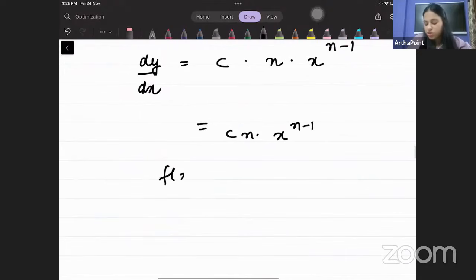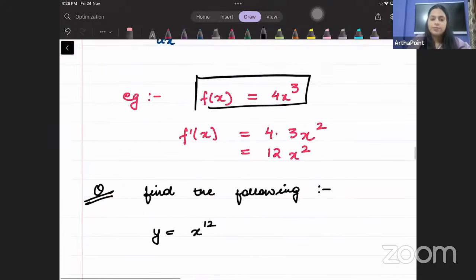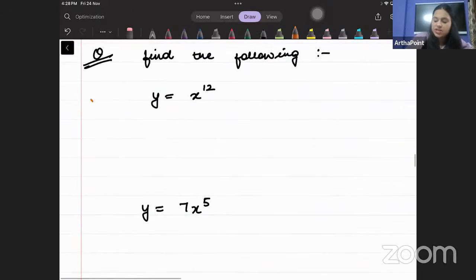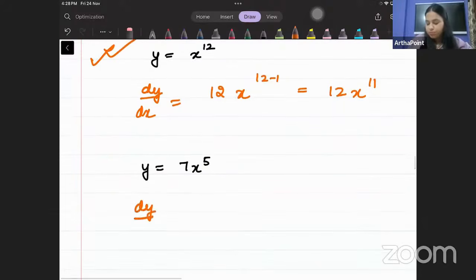Okay beta, take this example. You are given that the function is 4x cube. We have to find its differentiation. What will you do? Power will come down, power will reduce by 1. 12x square. Yes beta. Okay beta, these are your exercise questions that are given just after the exercise. Let's look once. So what will be dy by dx? Power will come down, power will reduce by 1. Beta, look here. Power will come down, 5 came down. Power will reduce by 1. 7 into 5 becomes 35.